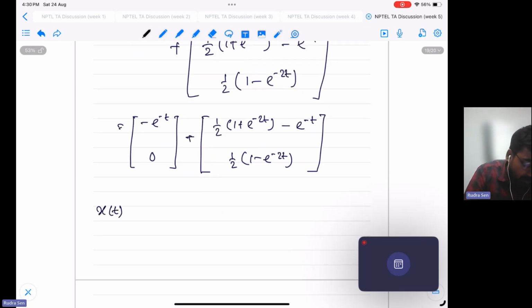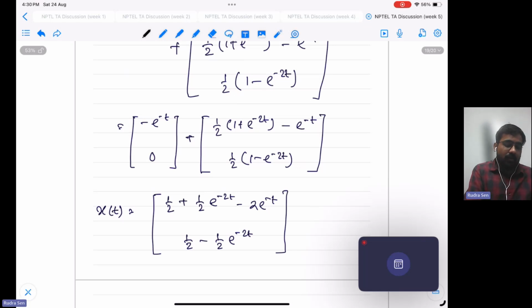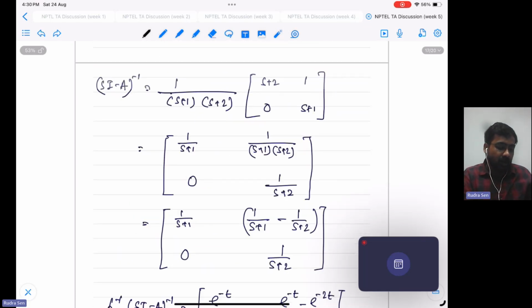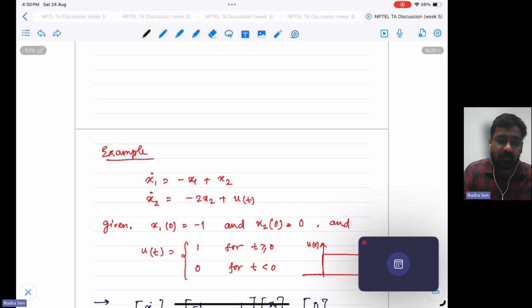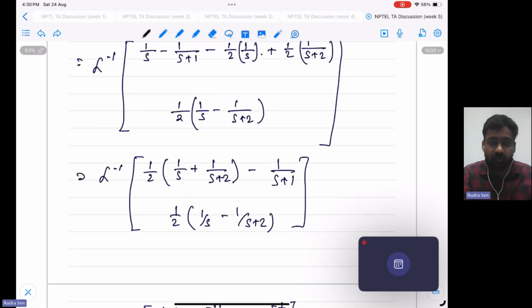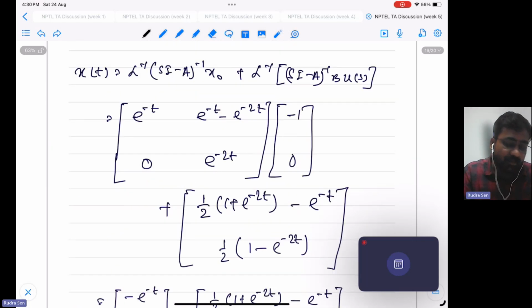So x(t) is basically half plus half e to the power minus 2t minus 2 e to the power minus t, and here half minus half e to the power minus 2t. So this is basically your answer for the forced system case. Here we have seen two examples, one from the forced system and one from the unforced system, and this is how you find out the system's response.